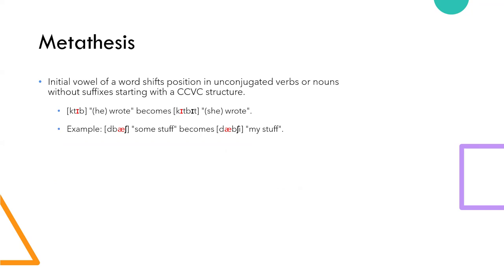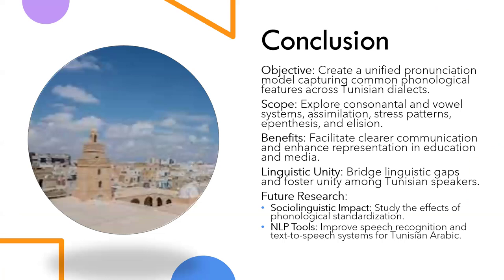We have another phonotactic phenomenon called the metathesis. It is simply defined as when the initial vowel of the word shifts position in unconjugated verbs or nouns without suffixes, starting with a CCVC structure. For example, ktib, he wrote, becomes kitbit, she wrote, or debshi, my stuff, without the E of the meaning my, it becomes besh, some stuff. So that's what we tried to do. We tried to create a unified pronunciation model capturing common phonological features across Tunisian Arabic dialects. We hope that this unified pronunciation will be used in sociolinguistics and in NLP research itself.